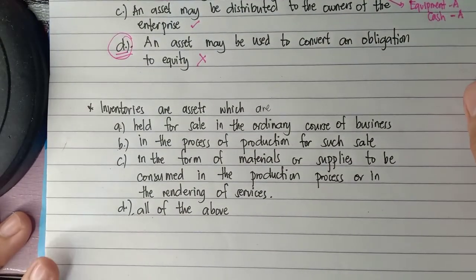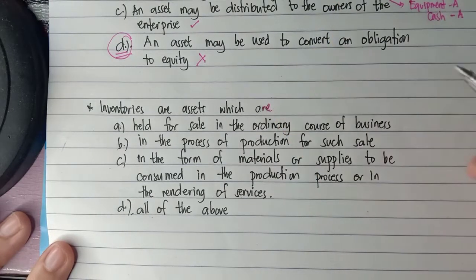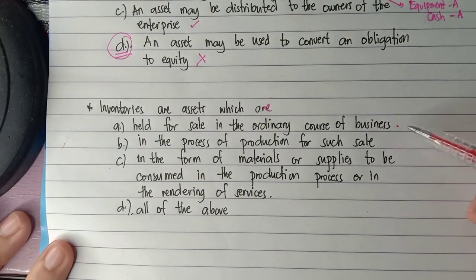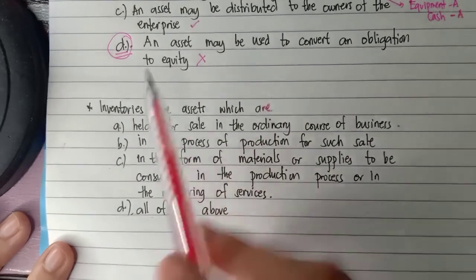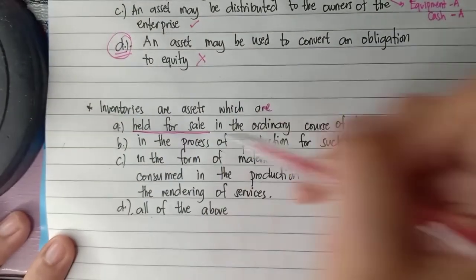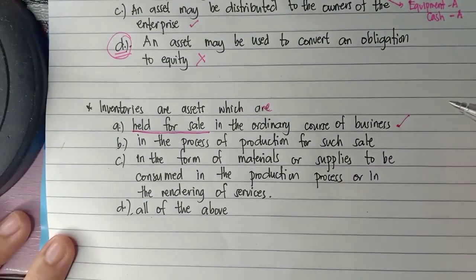Inventories are assets which are, letter A, held for sale in the ordinary course of business, in the process of production for such sale, in the form of materials or supplies to be consumed in the production process, or in the rendering of services, all of the above. So, ulit ha, inventories are assets which are held for sale. Yes, when we say inventories, itinitinda natin ito, or it is held for sale for the ordinary course of business.